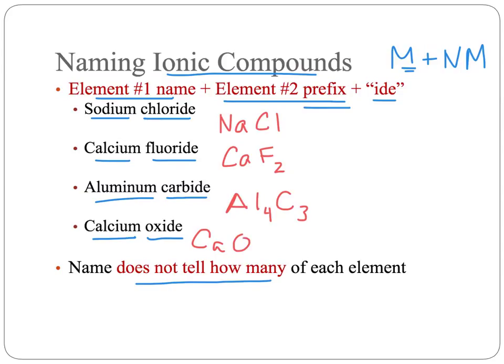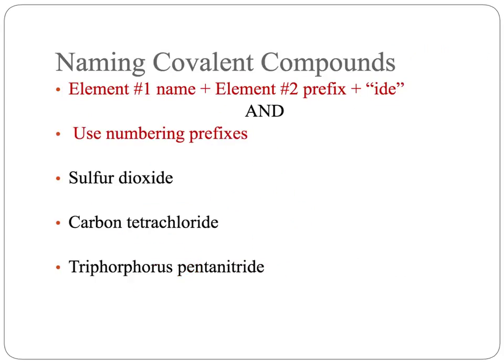So that I can write these formulas because I know how many electrons move around in ionic compounds, and you will learn that too as we go along. When we get to covalent compounds, we start off the same way. The first element's name, the second element name, and then the IDE added. But we also use numbering prefixes. So covalent compounds in their name tell you what the formula is. Sulfur dioxide, carbon tetrachloride, triphosphorus pentanitride. There's a list of these numbering prefixes that you need to memorize.